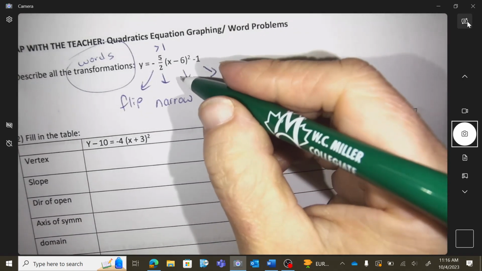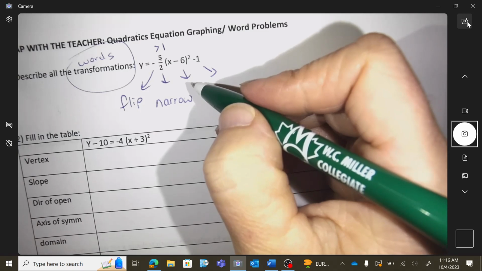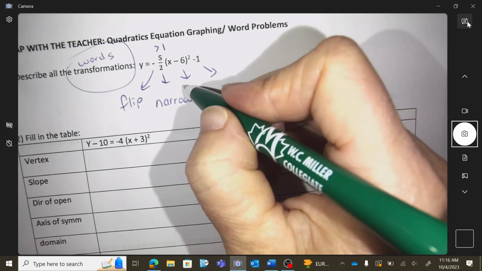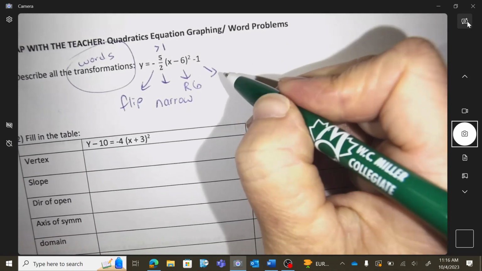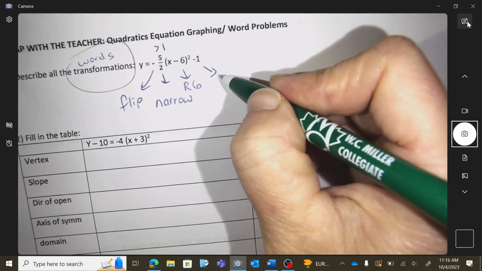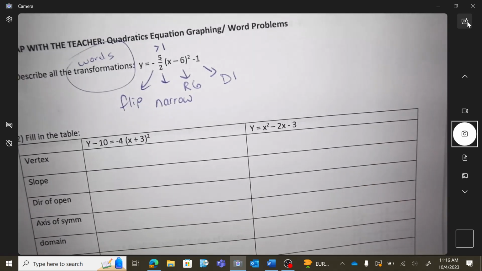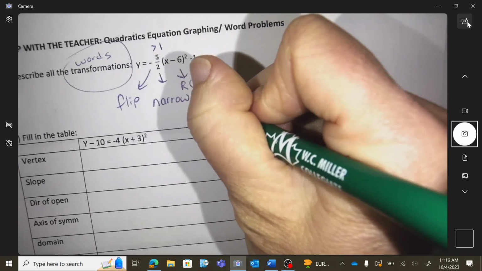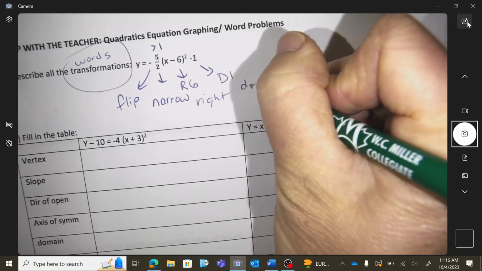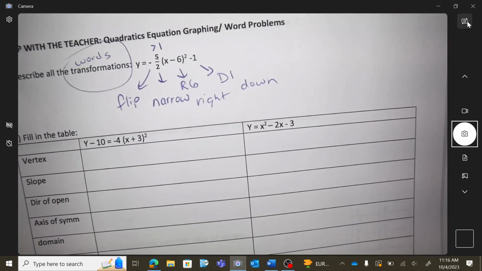And 6 to the, which way? Right. And this would move down. So those are the 4 answers.